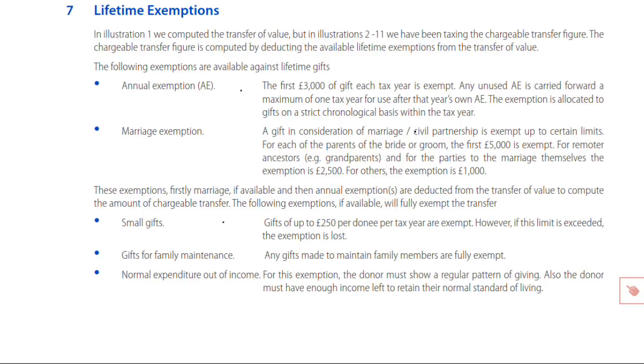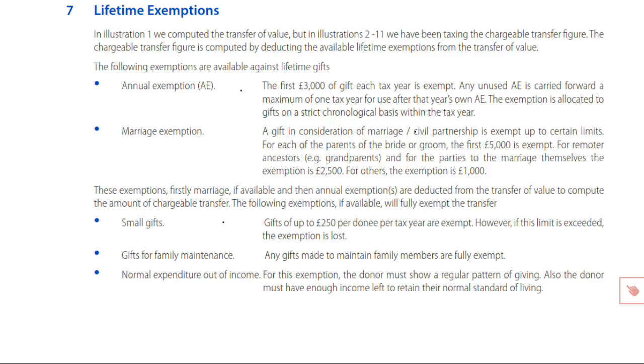But from illustrations 2 through to the most recent 11, what we've been doing in terms of IHT computations is to tax what we called a chargeable transfer figure. So somehow we have to work from the transfer of value, the simple before and after, the loss to the estate of the donor computation, down to the figure that will then enter into any of the IHT computations.